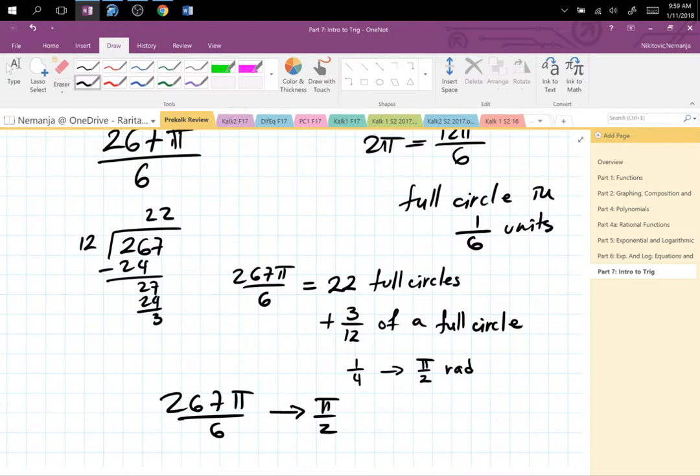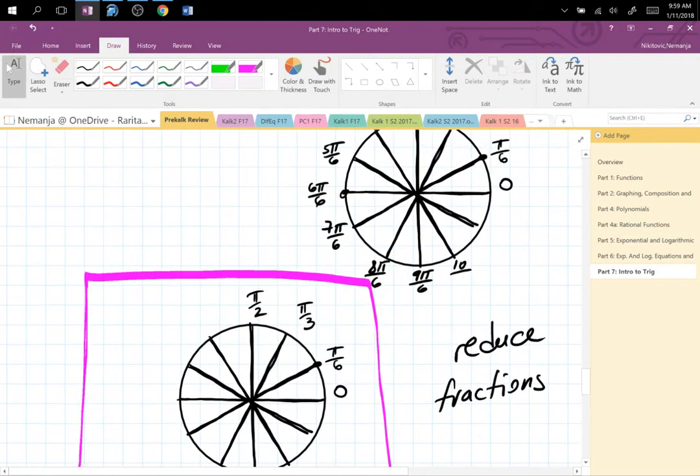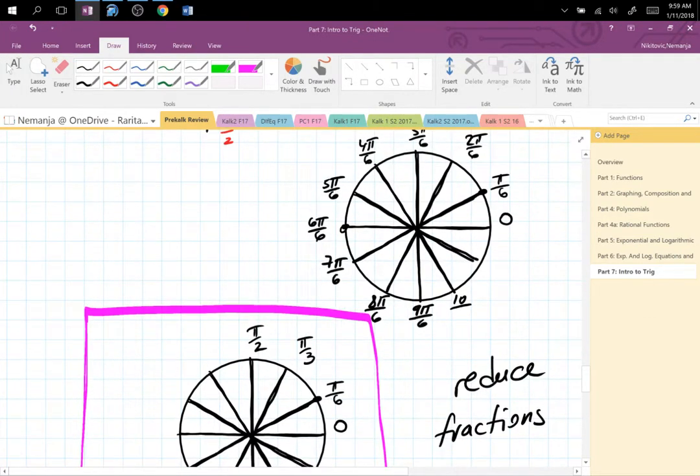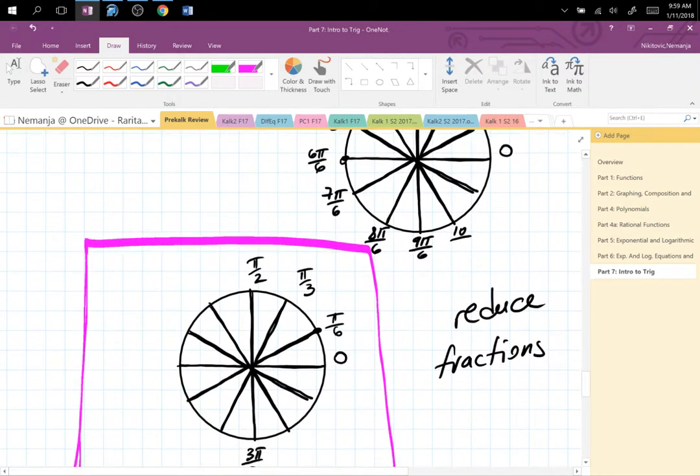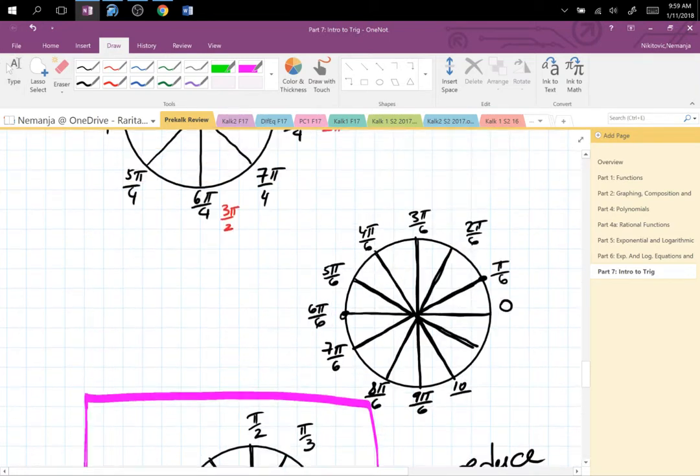Yes? Question. When you do the little pizza pie, right? What happens if you get 3 on top and 4 on the bottom? You ever run a solution like that? There's 3 slices.